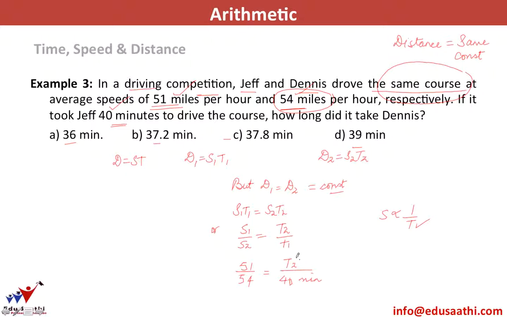I'm taking 40 minutes. This I'll get in minutes because it's the ratio. The ratio is a unitless quantity, so I need not worry about the units on the left hand side or the right hand side, because both quantities are unitless. Using the calculator, if I find the value of T2, it comes out to be 37.8 minutes, which is answer option C. So it'll take a little lesser time. How much lesser? It'll take around 2.2 minutes less than Jeff to travel the same course.